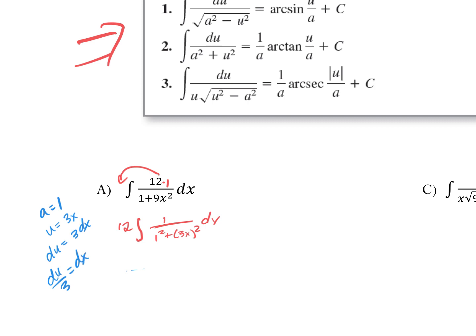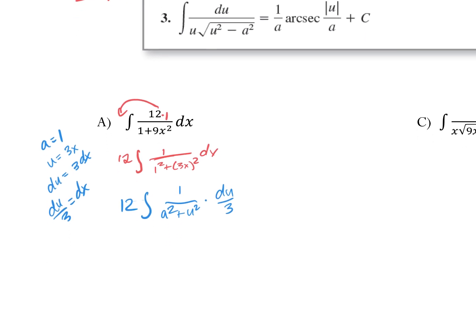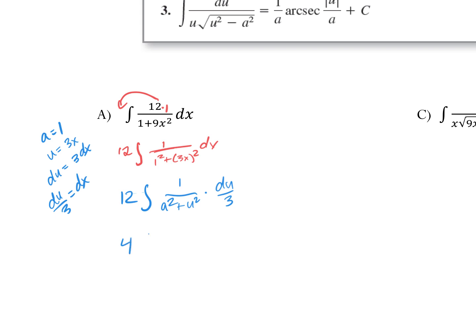So as I go to rewrite this in this form, I would have 12 times the integral of 1 over a squared plus u squared times du over 3. Think of it that way. Are we not allowed to take the du out? Like the 3? You will, yeah. So then I might call this 4 times the integral of 1 over a squared plus u squared du.